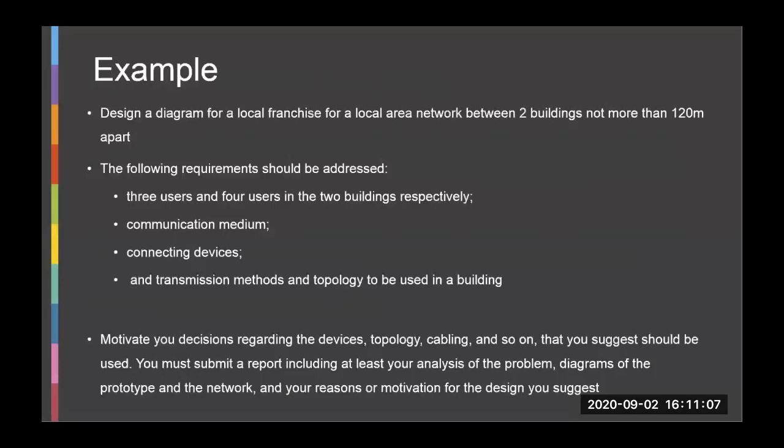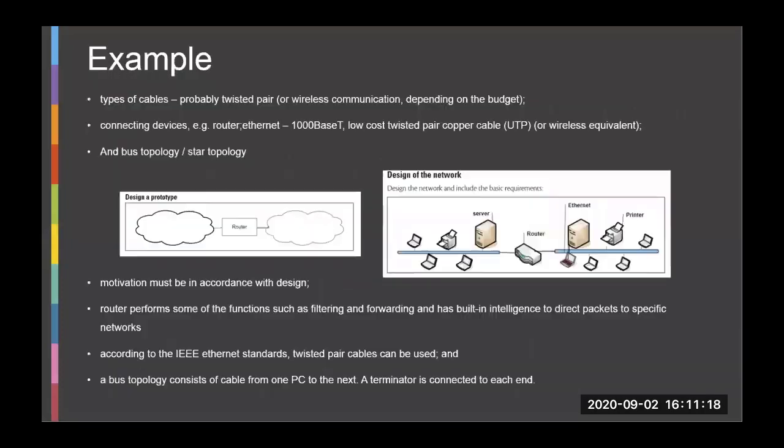So the question then states, motivate your decisions regarding devices, topology, cabling, and so on, and basically submit a report on this exercise. And then the example answer that they give, as you can see on your screen, the author talks about types of cables that will be used, your twisted pair cabling, which is your most common, or wireless, depending on the budget. Connecting devices, we will be using a router and an Ethernet-based router as well. Low-cost twisted pair, copper cabling, UTP, and so on and so forth.